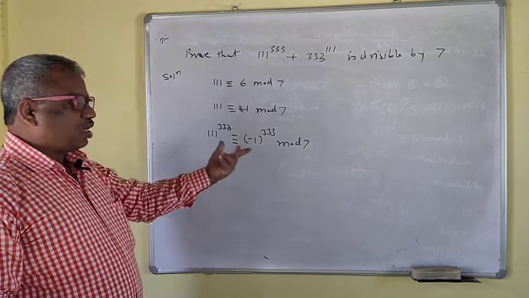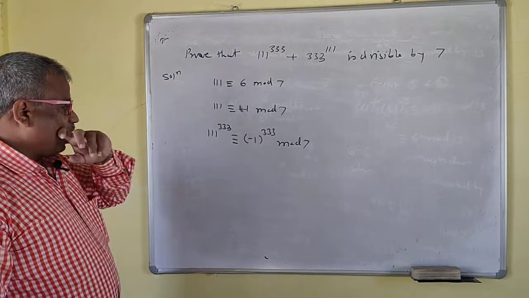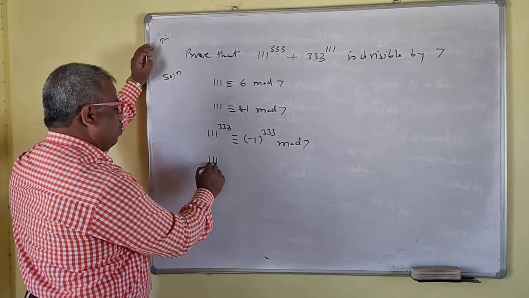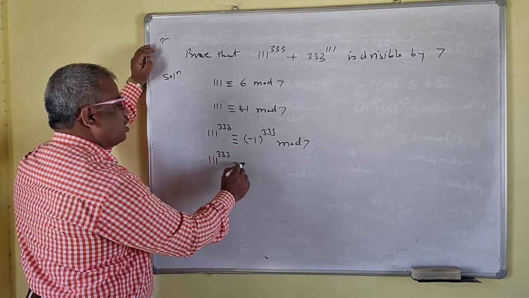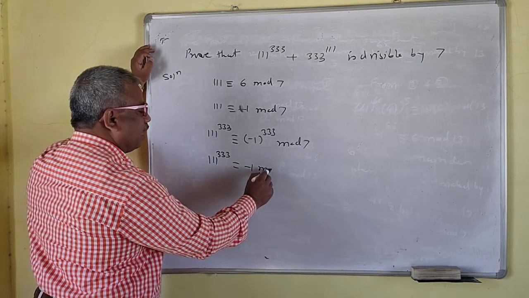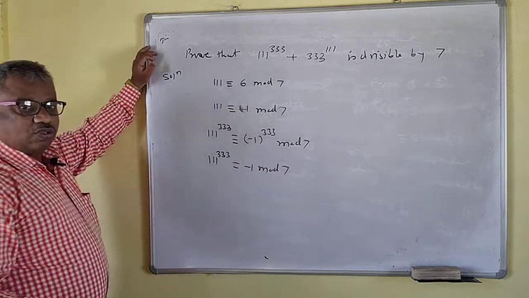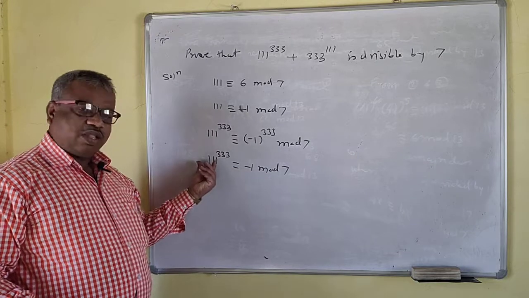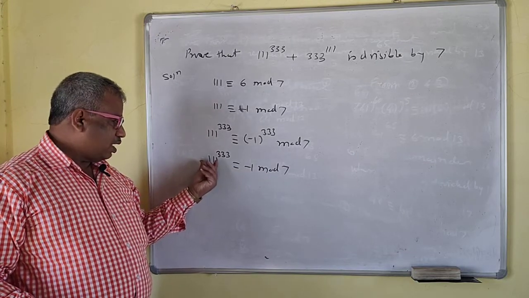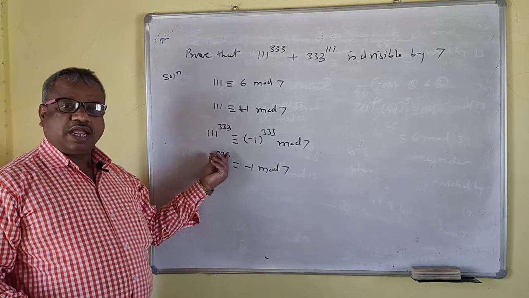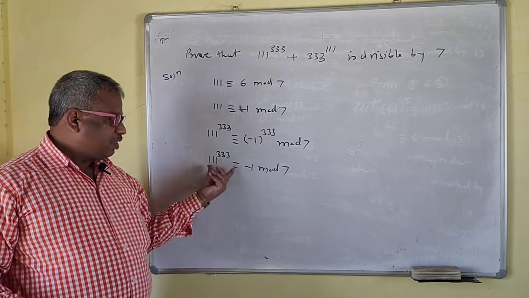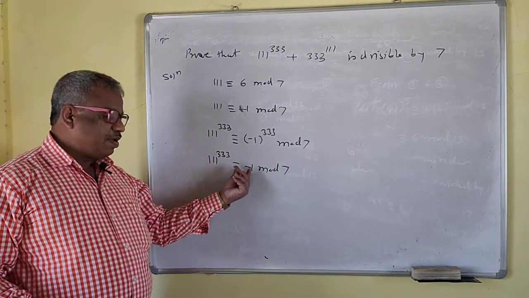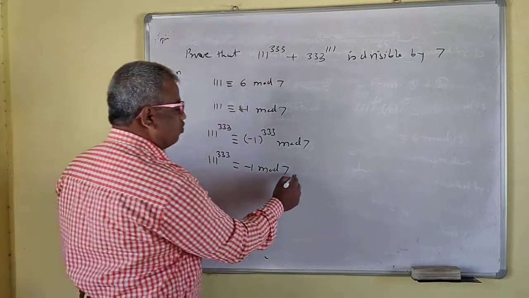Okay? But we got the remainder when this is divided by 7. So what is this? 111 to the power 333 is 7 minus 1, so minus 1 mod 7. Okay? So now minus 1, that means 6 is the remainder. 6 is the remainder when 111 to the power 333 is divided by 7. Okay, so we got this one.